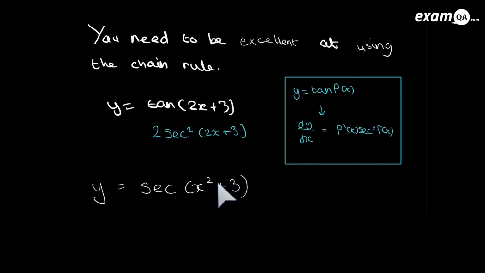Okay, let's look at the next one. We've got y = sec(x squared + 3). And we know the differentiation of sec x is sec x tan x. Okay, there's one little thing missing. We also need to times it by the differentiation of x squared + 3, which is 2x. And we're done. Now we can go back to integration.